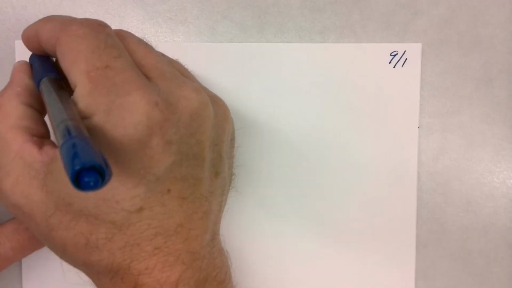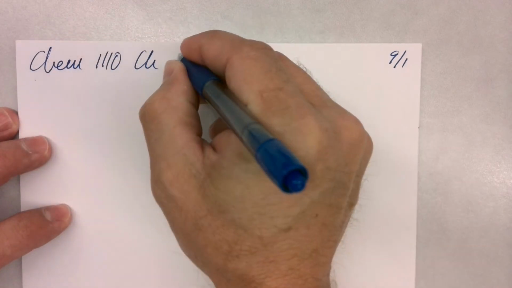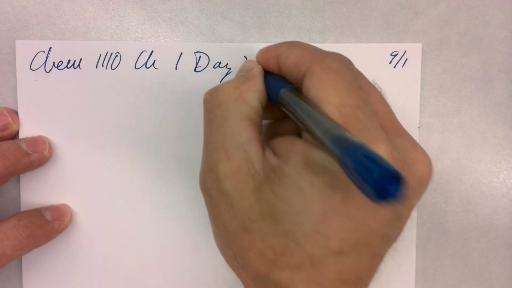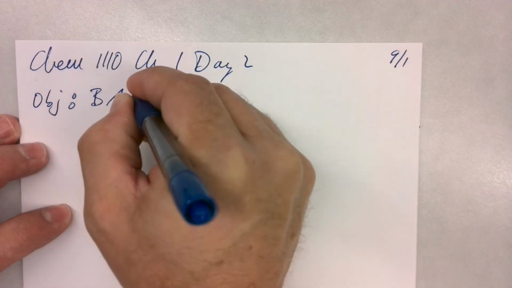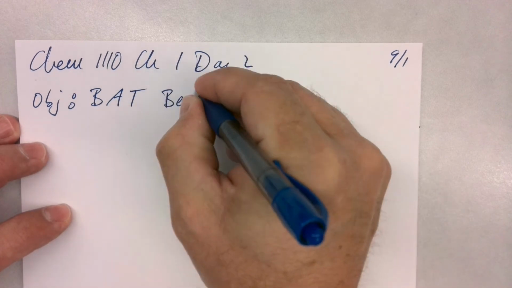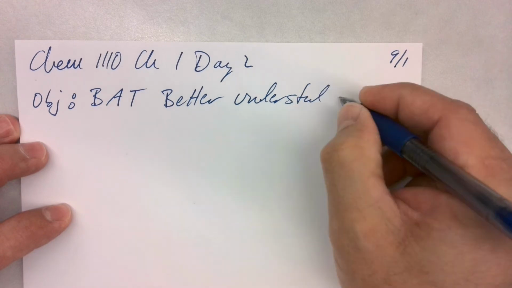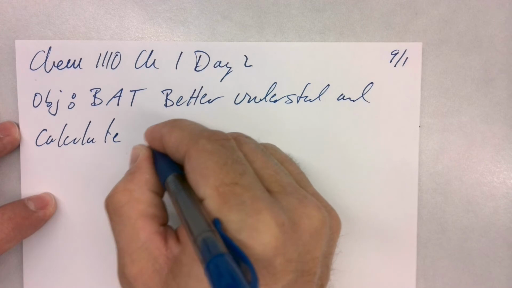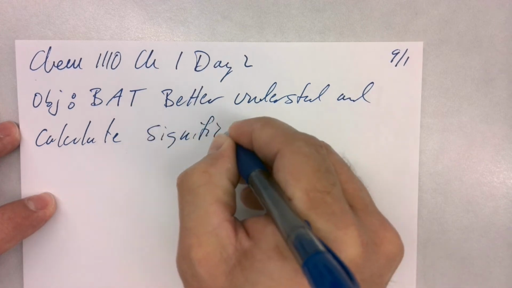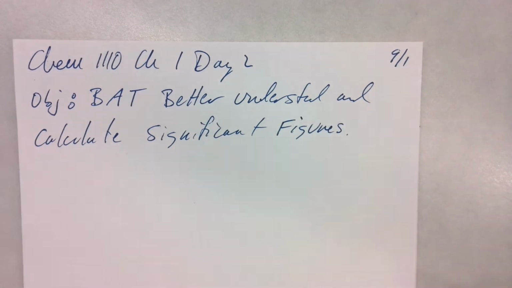Alrighty, hey, it's 9/1, September 1st, isn't it? And this is Chem 1110, Chapter 1, Day 2. And our objective is going to be to better understand and calculate significant figures.